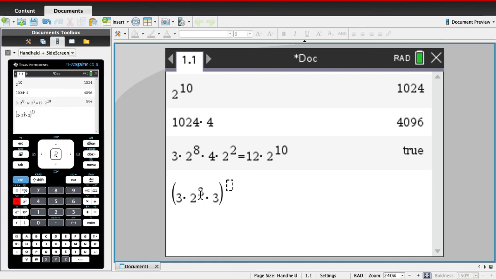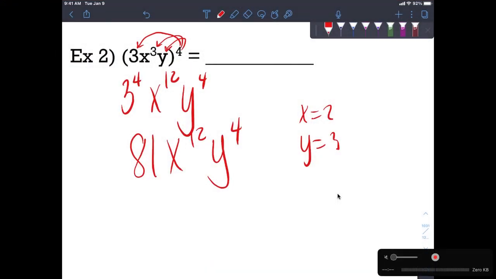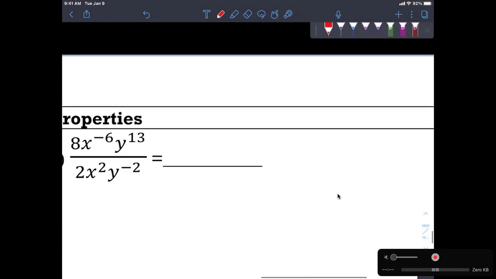All to the power of 4. And I need to know if that is equal to 81 times 2 to the power of 12 times 3 to the power of 4. Again, all I did was I took my x and changed it to a 2, my y changed to a 3. And it says true, so we got this answer correct. All right, let's look at the next one.